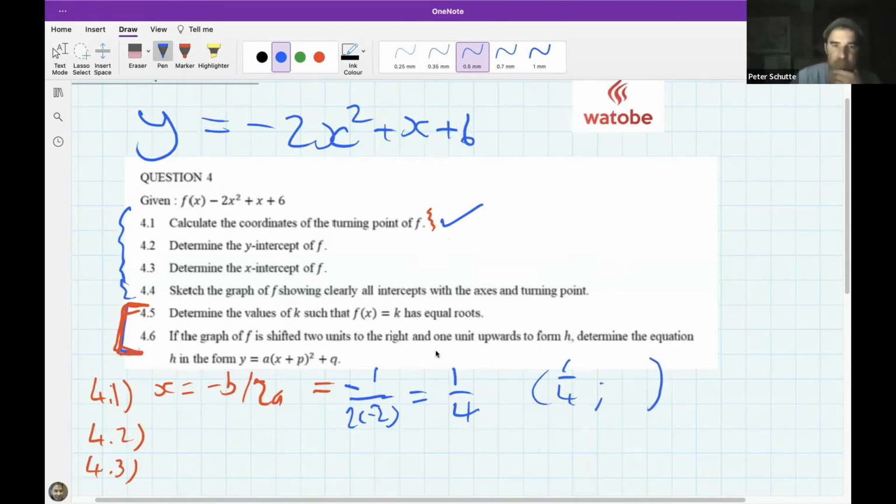And what do we have to do? We have to take that quarter and put it back into this original equation to get the rest of my turning point. So I want to see the chat light up with answers from many people.